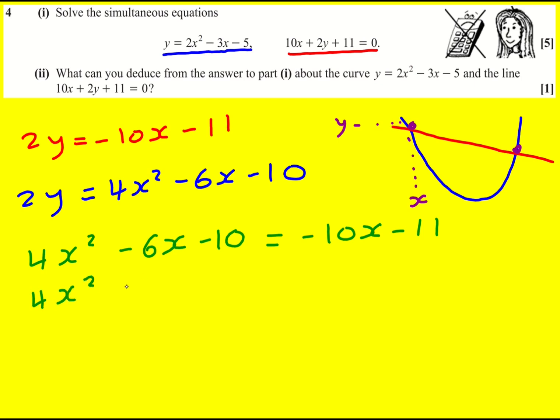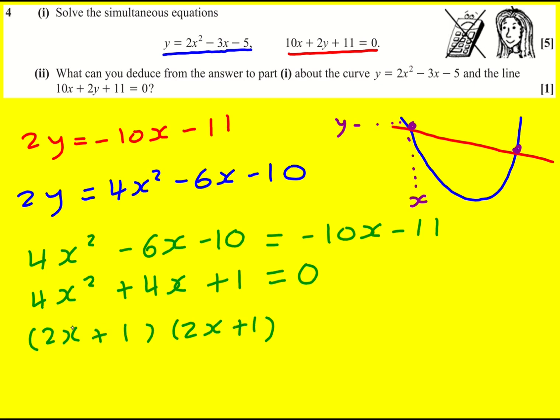This is going to become 4x squared plus 4x plus 1 equals 0, which we'll try and factorize. It's going to be 2x and 2x and 1 and 1. Sometimes you have to just try these combinations, but the 1 kind of gives it away. If you have 4x and x, you're going to get 5x instead of 4x. It works here. And therefore 2x plus 1 is 0, so x is equal to minus a half, and we get the same here. So just a single solution, in fact, which we're going to be asked about in a minute.